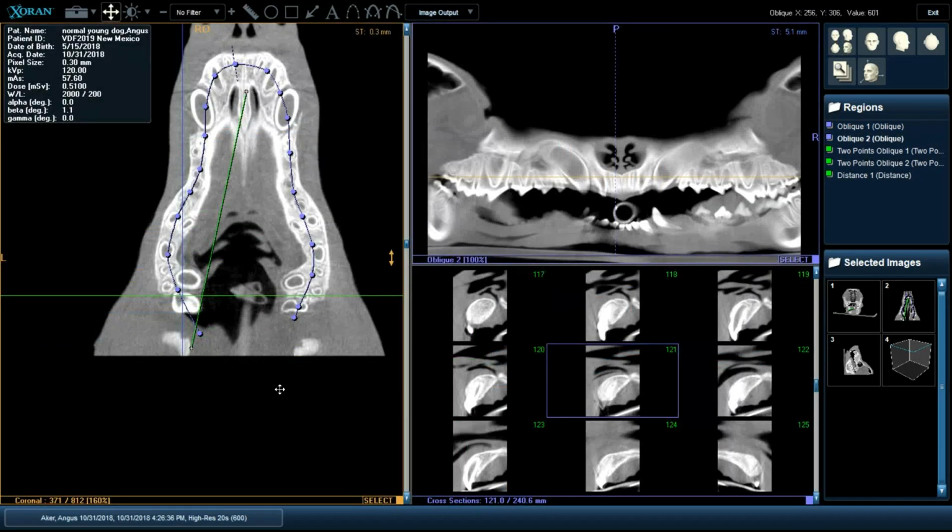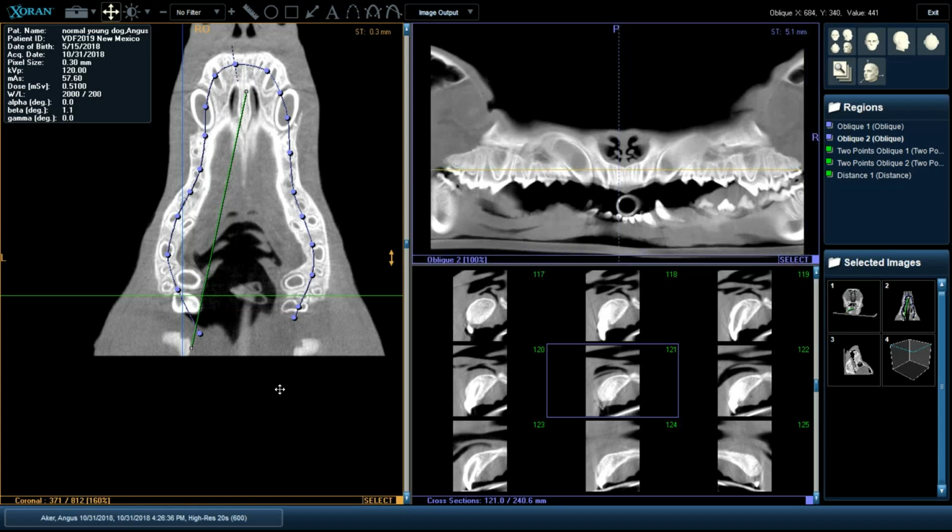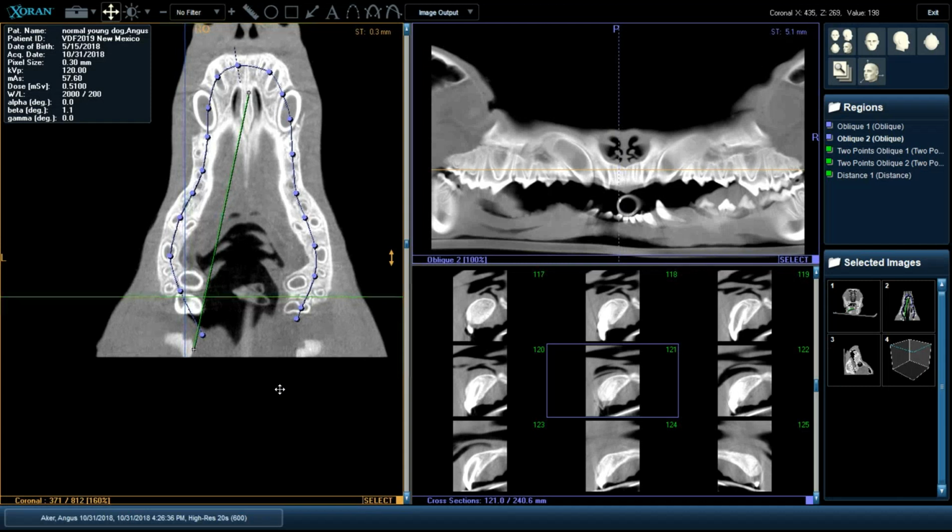What will then appear on the upper right quadrant is a panoramic view of that arch, in this case the maxillary arch. This is a convenient visualization of all teeth now lined up on one screen. And if there was bone loss or some sort of lesions, they would come up here quickly. So this is another quick way to see pathology.